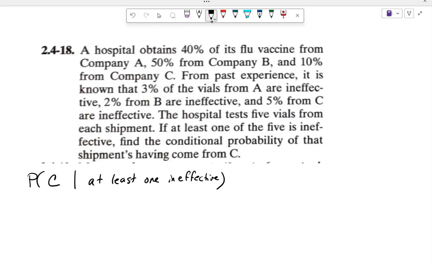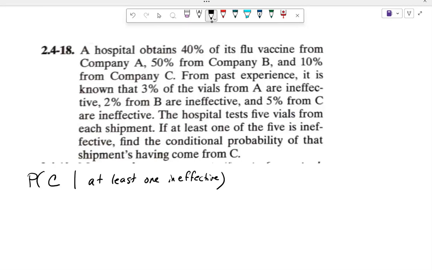The reason why this is a Bayes problem is if we look at the setup of the problem, we're given probabilities of being ineffective from the different companies, right? So if we knew the company, calculating the probability that it's ineffective is pretty straightforward, right? This is asking us, given that it's ineffective, is it from C, right? So we need to flip it around, okay? Flip it around to what we're given.